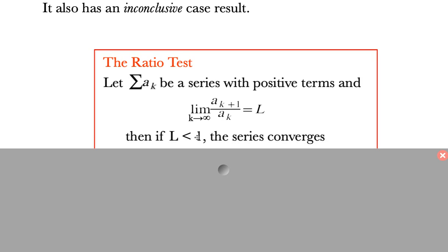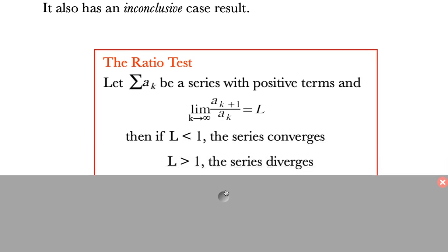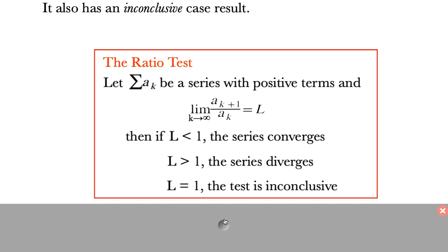If that limit is less than 1, the series converges. If the limit is greater than 1, the series diverges. And unfortunately, that does leave us with this: if the limit is equal to 1, the test is inconclusive. So this is how we're going to do the ratio test.